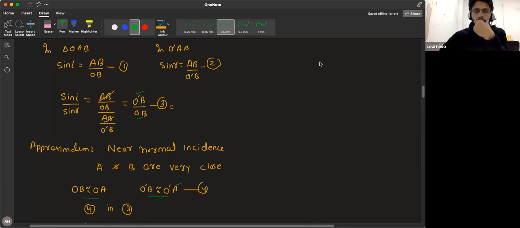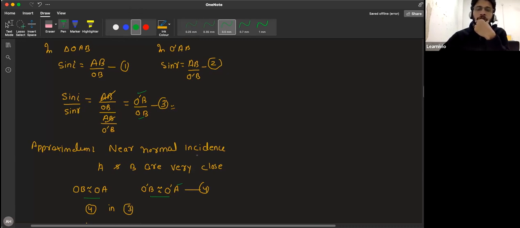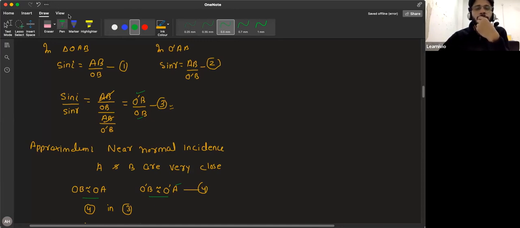Sir, what is it written? Approximation near normal incidence, which means A and B are very small. Omar, if you want to understand this derivation, then you have to participate in class. Just switch on your mic. Then only you can understand the calculations.